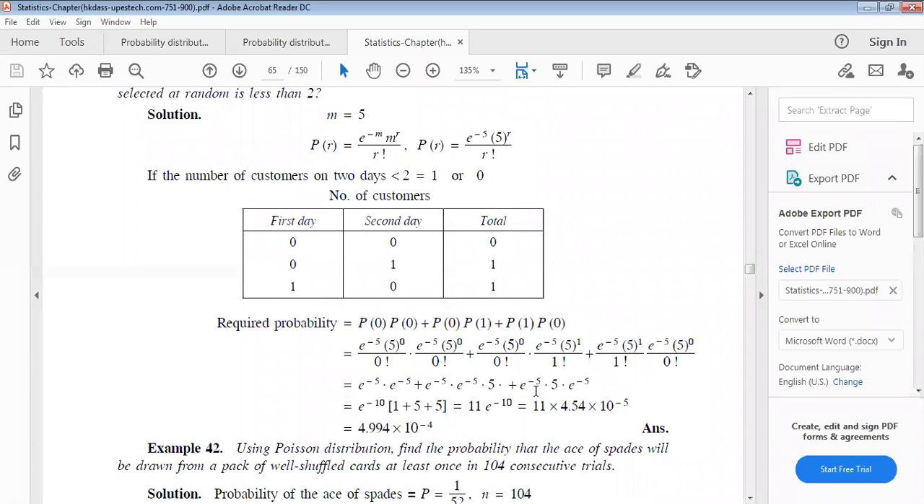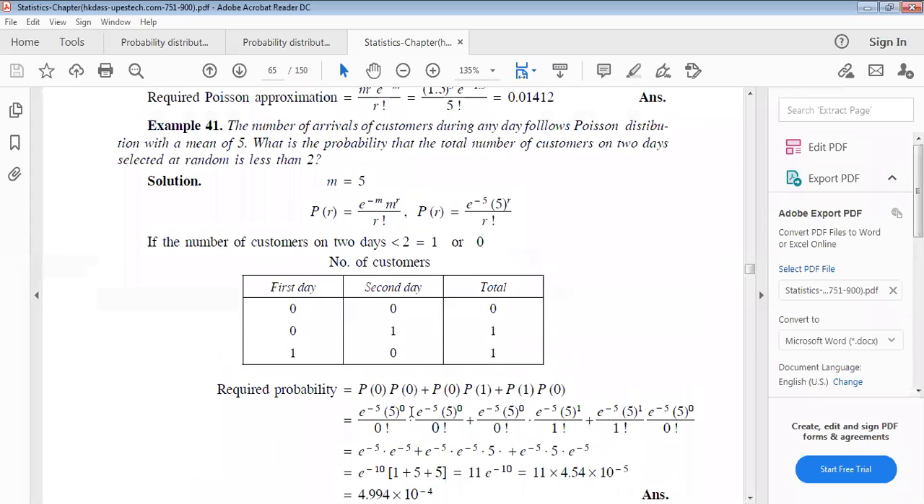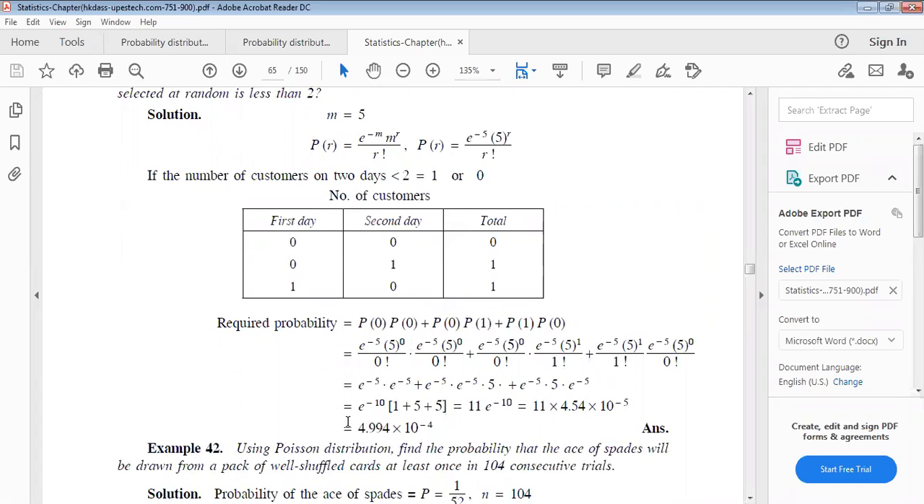This is why you get the same term like this. Just adding, we get 11 e to the power minus 10. Using a scientific calculator, we get e to the power minus 10 equals this result. Actually this is the required probability, where the total number of customers on 2 days selected at random is less than 2.